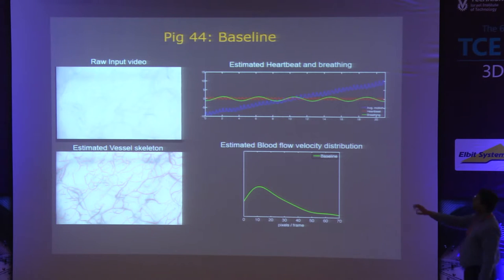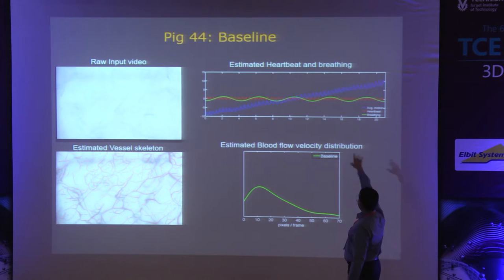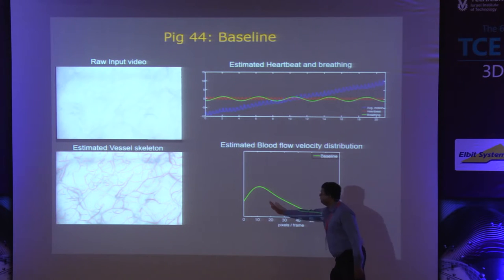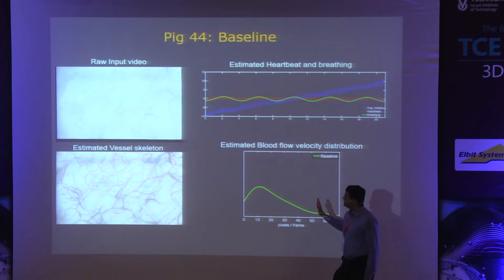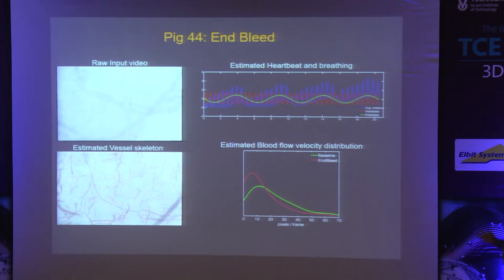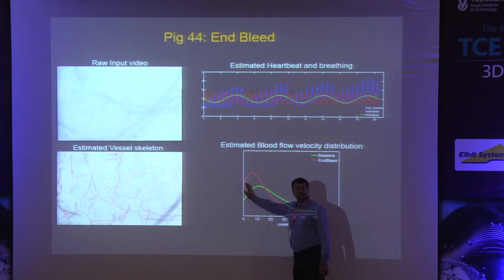This is a raw input video, and you have the heartbeat, breathing rate, sensor motion, skeleton, and this is the histogram of the blood flow velocities. Okay, you want to see moderate to high flows. You don't want to see very low flows, okay? And once you start bleeding, this is bad. This is bad because all the flow sort of stopped here, right?